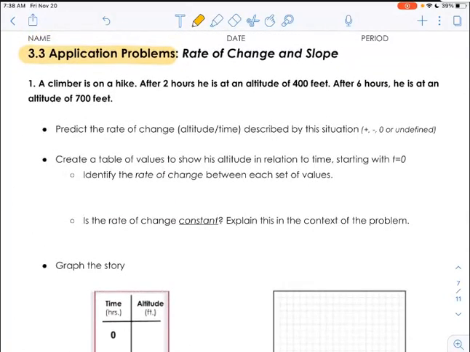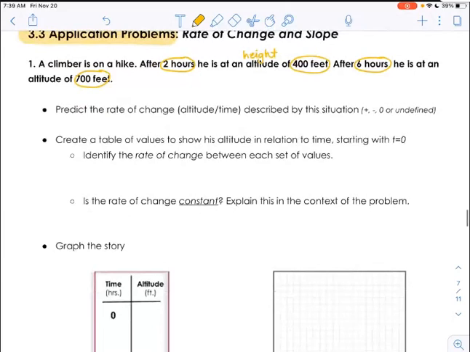A climber's on a hike. After 2 hours, so we're dealing with time, he is at an altitude. Altitude means height. He's at a height of 400 feet. And then after 6 hours, he's at an altitude of 700 feet. So I've got time and I've got altitude or height. So it says, predict the rate of change, altitude over time, described by this situation. Then it says plus, minus, 0, or undefined.